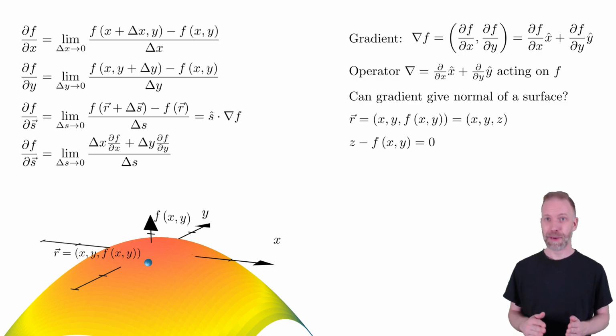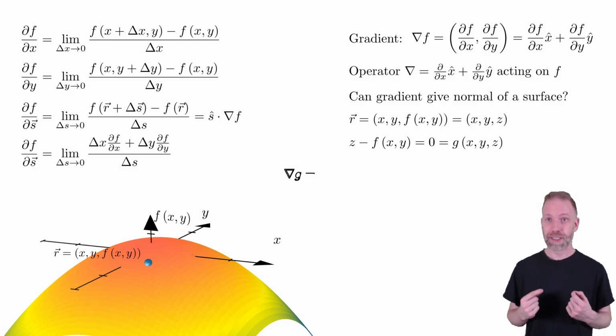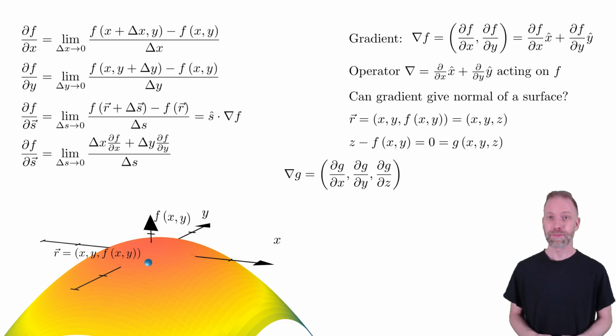Call the function z minus f, g. On the surface, we know that g is 0, hence g is a constant on the surface, similar to what we had for the contour lines. Now we can take the gradient of g. Insert expression for g.